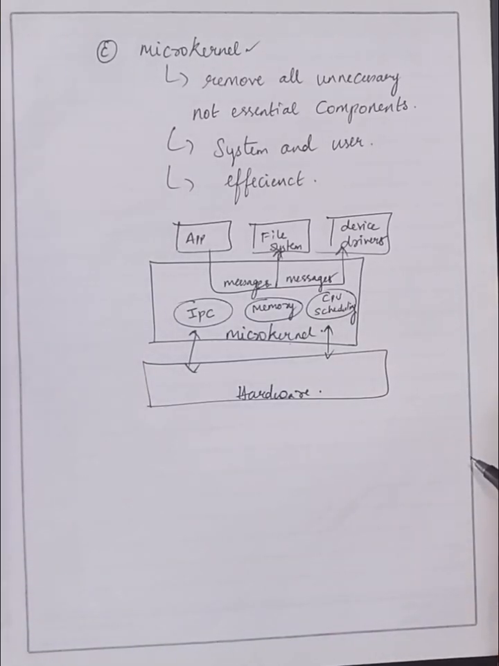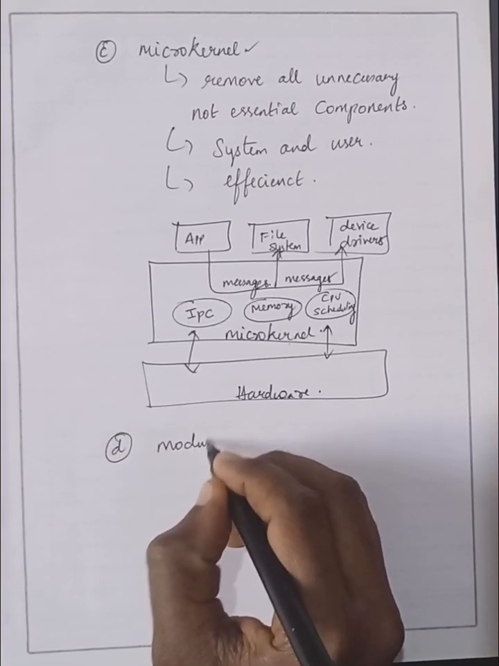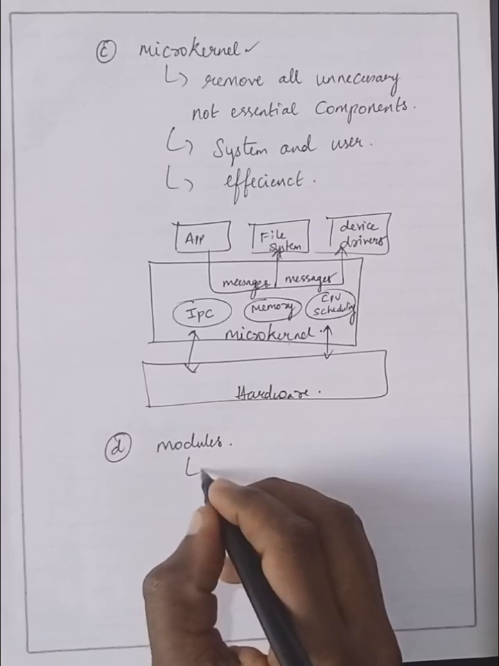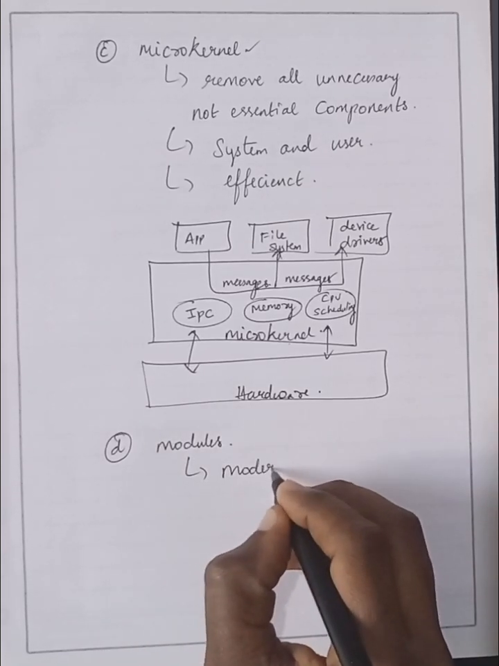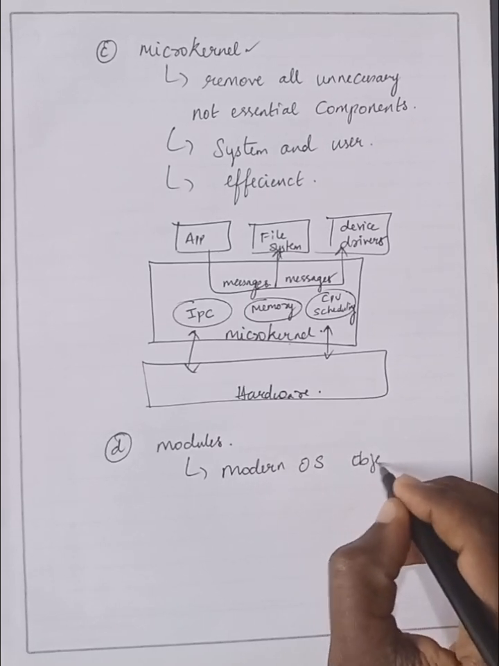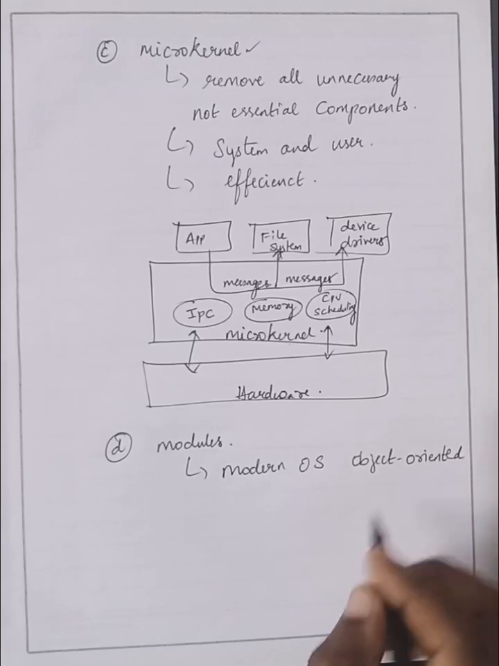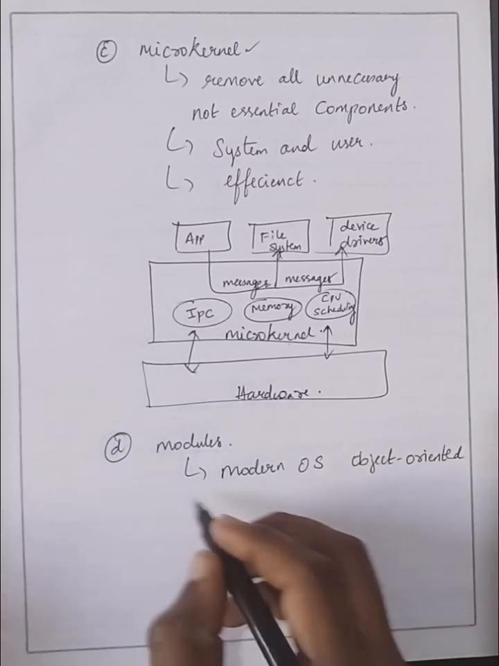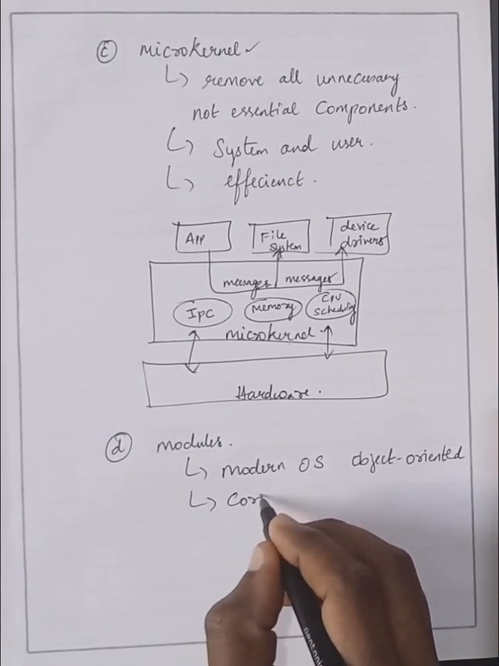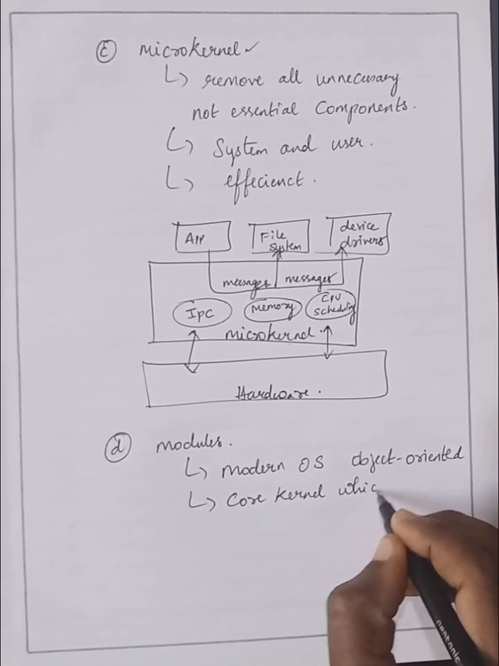Okay, next comes the last but not least structure, that is module-wise. The fourth type is modules. So now the modern OS is based on object-oriented concepts. It becomes the core kernel, but has different modules.